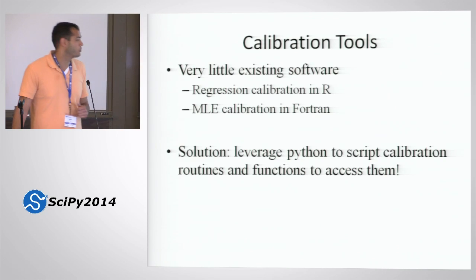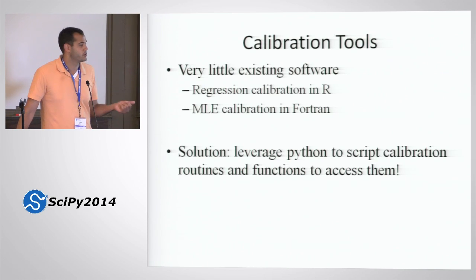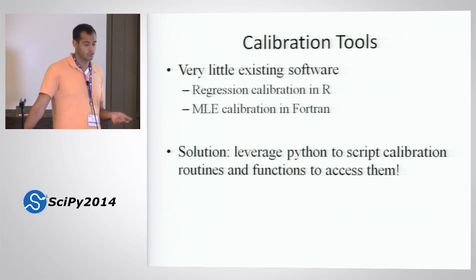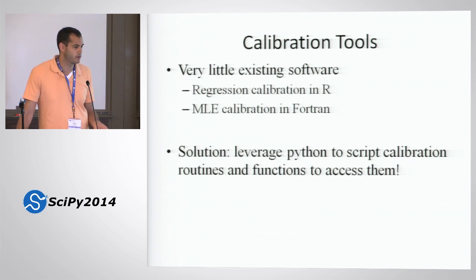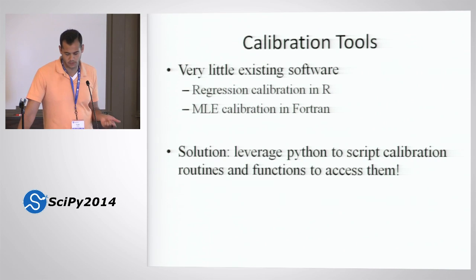In terms of existing calibration tools, like I said, you could calibrate in R, and there's a paper from UCL which outlines how to do the doubly constrained model in an R framework. There was also some code in Fortran for doing maximum likelihood estimation for spatial interaction models, but I think it's no longer accessible. So there are very few existing solutions, and I thought that leveraging Python would be a great way. You could write scripts and some functions to access them.